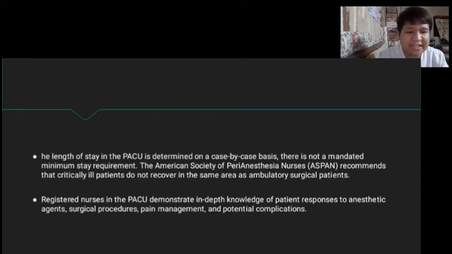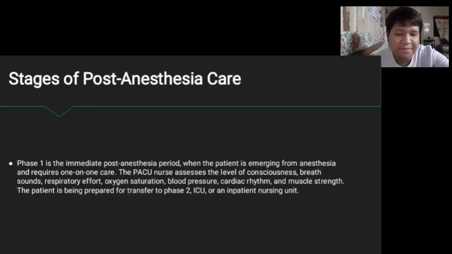Registered nurses in the PACU, or RN, dapat maalam ka rin sa mga side effects ng anesthesia, side effects ng procedure, pain management, and other potential complications. There are 3 types of stages of post-anesthesia care. Number 1, for phase 1, immediate post-anesthesia period when the patient is emerging from anesthesia and requires 1-by-1 care.